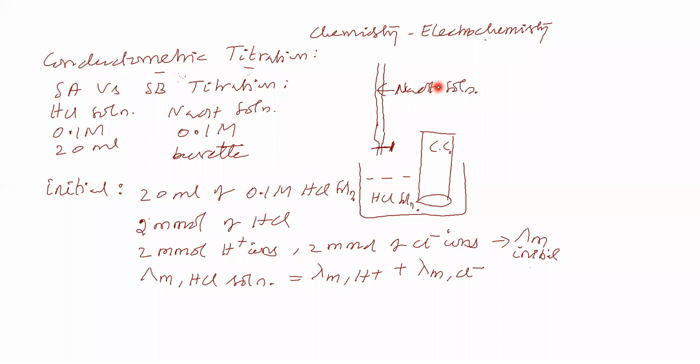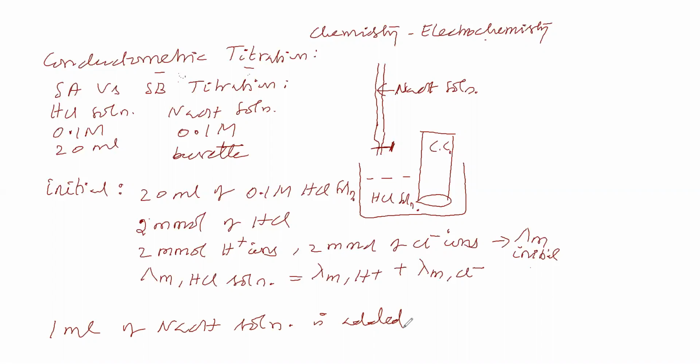Now let us add sodium hydroxide solution from the burette into this vessel and stir the contents. If you stir the contents, what will happen? Reaction takes place. Now, what volume of sodium hydroxide from the burette we added, that we will see. From the burette we are adding, for example, 1 ml of sodium hydroxide solution to the flask, to the vessel.